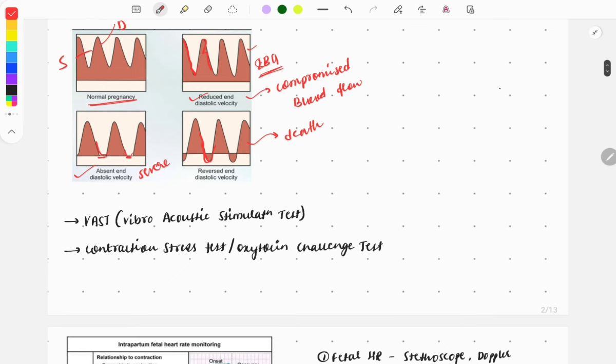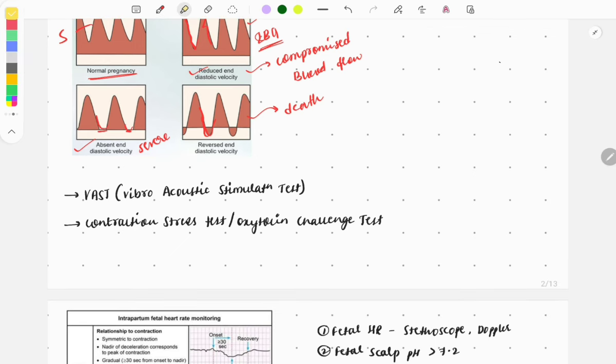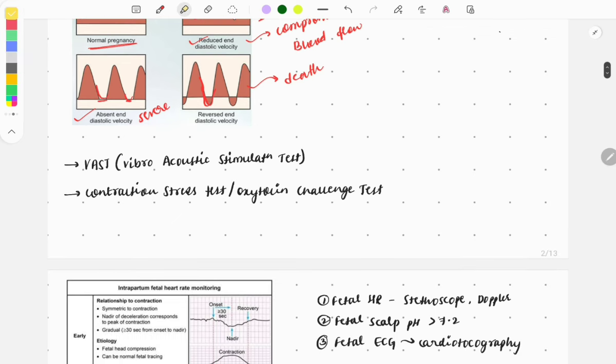Okay, then the other two important findings which we do in this are the VAST, vibroacoustic stimulation testing. In this test, there are vibrations given to the mother, and due to these vibrations, the baby will wake up from the sleep, and its heart rate will increase. So this test is called as the vibroacoustic stimulation test.